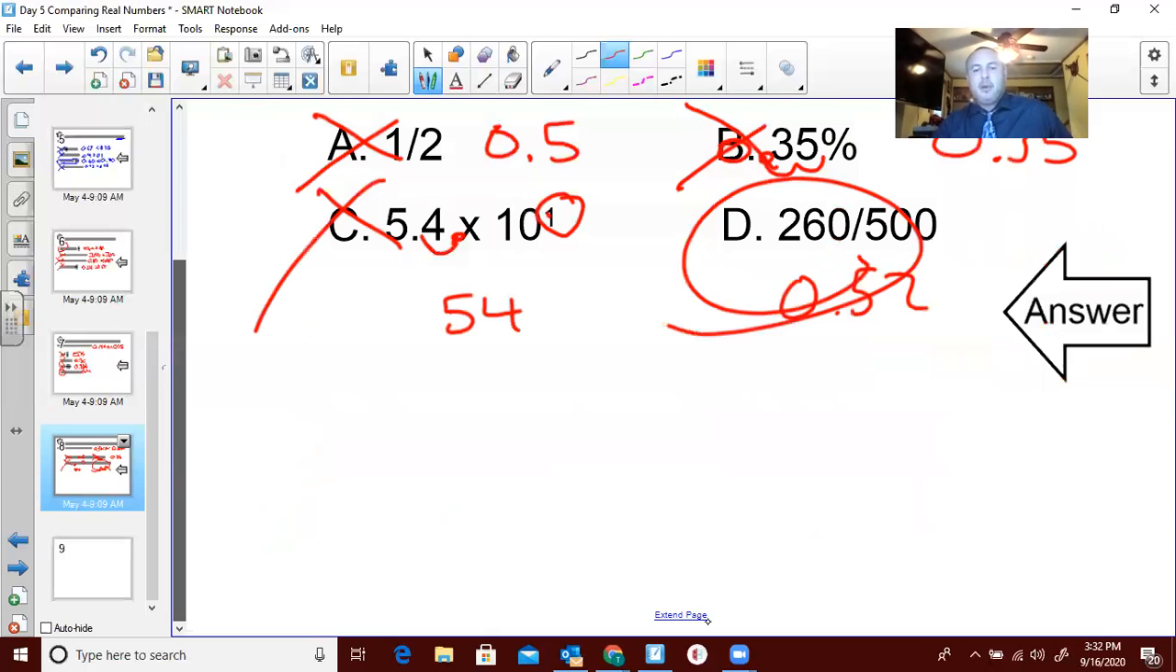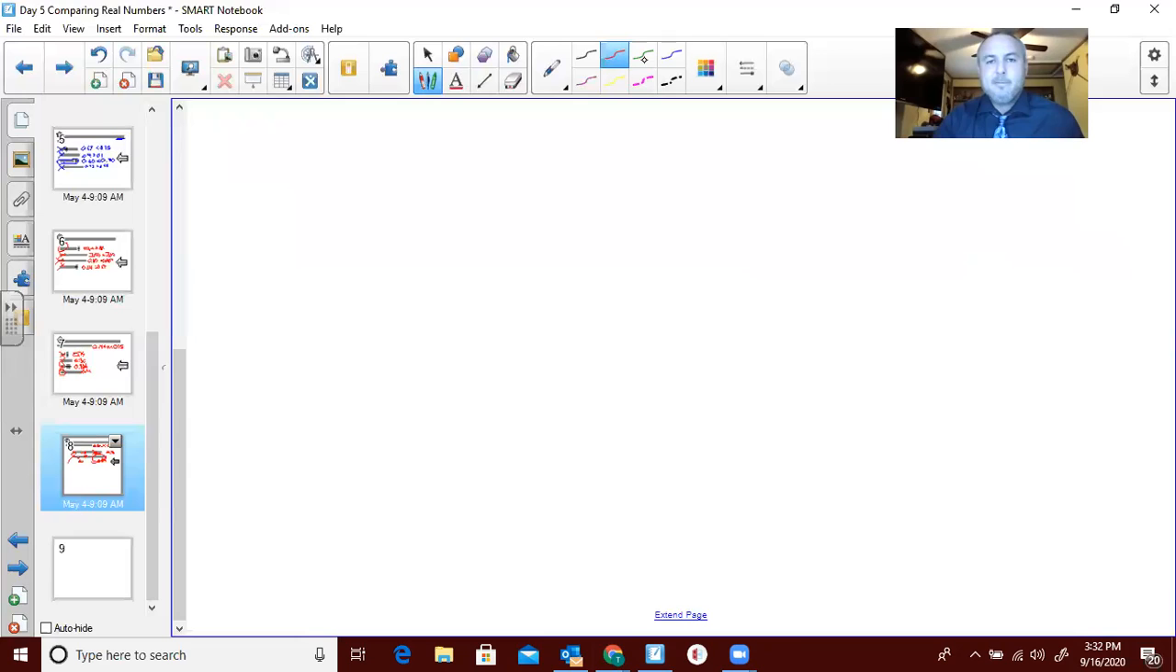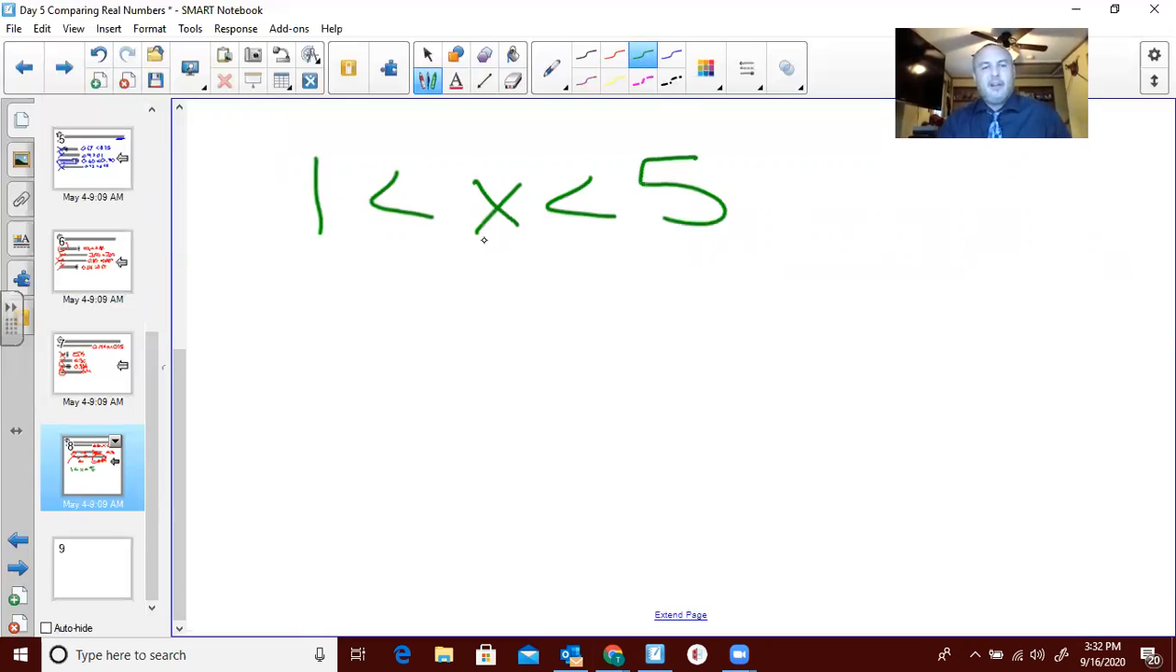Something I would just like to point out when we're doing problems like these is, let's say we have 1, x, and 5, right? So there's a bunch of numbers that'll fit in here. 2, 2.5, 4, 4.99. Well, this is kind of like two questions in one, really. This is one statement, but when you're reading it, it's 1 is less than x, and you're also reading it as x is less than 5. But you can combine them in the middle with the x.